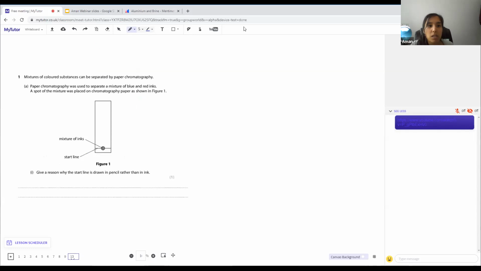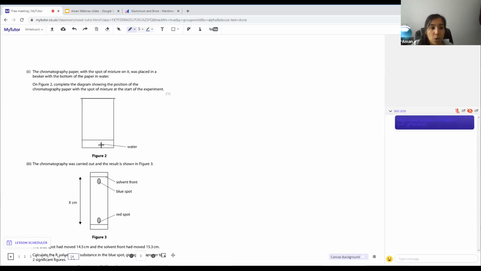Okay, so chromatography then. Give a reason why the start line is drawn in pencil rather than in ink. Good, yes. So if you draw the start line in ink, the ink will either dissolve in the water or it will run. Good, any of these will be fine. The pencil line does not dissolve in water, it will not run. Good, pencil is insoluble. Any of those is absolutely fine.